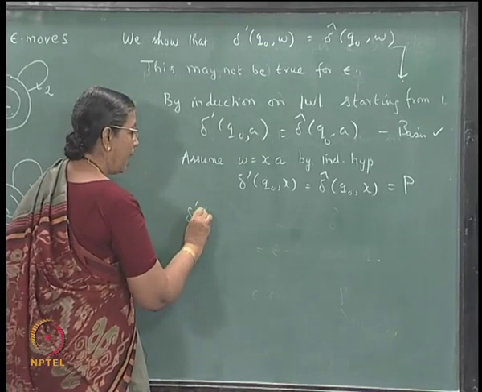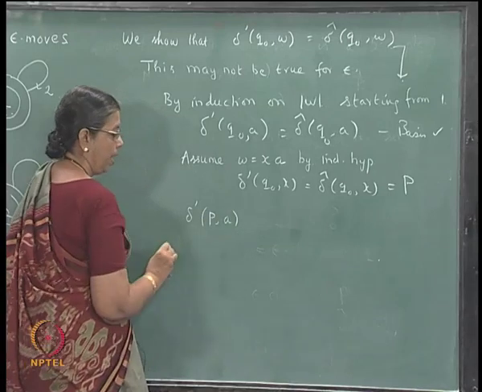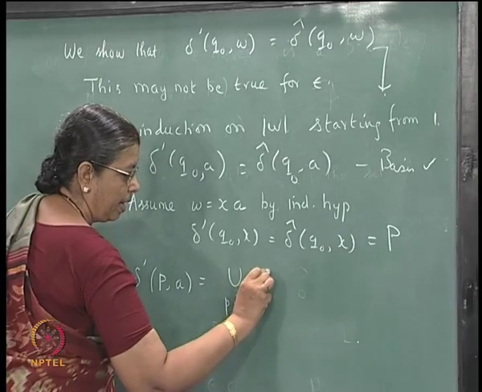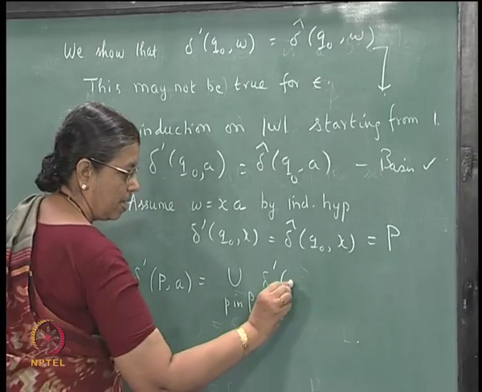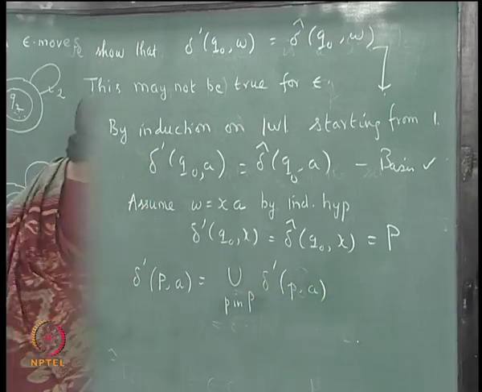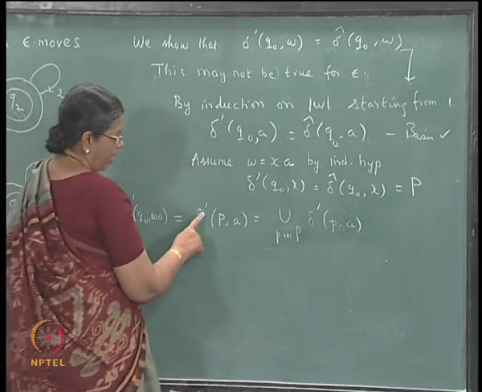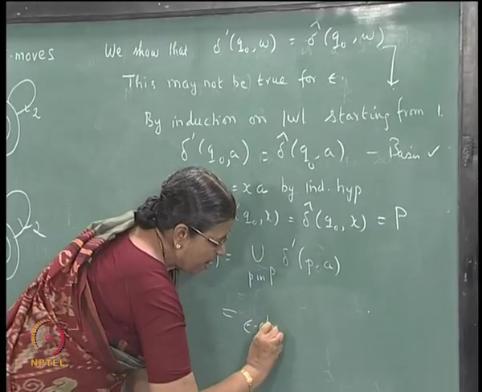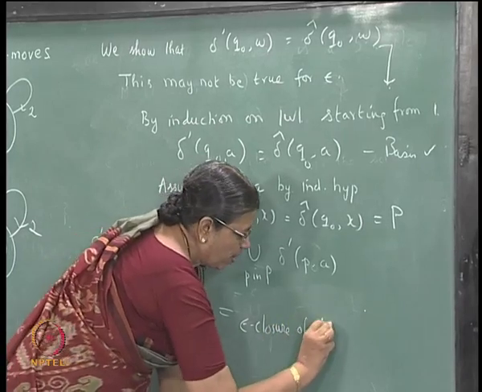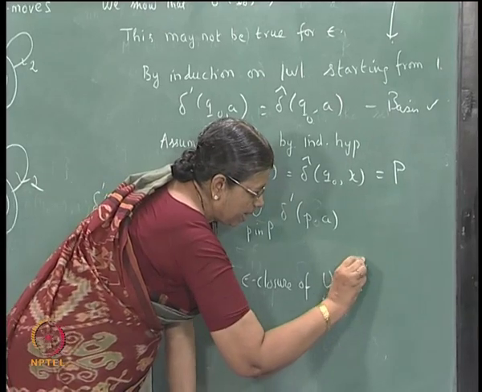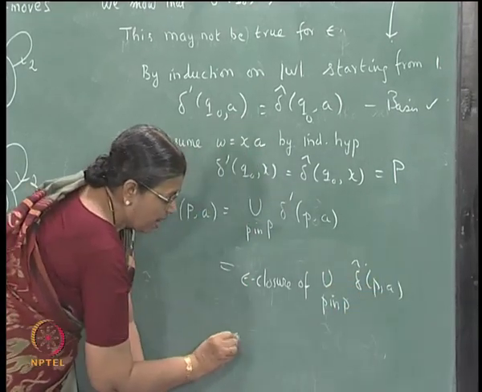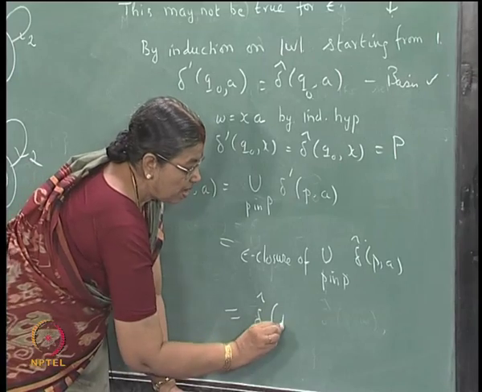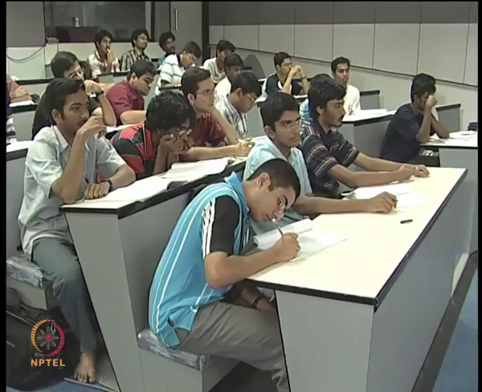Now, what is delta dash P a? This is union of p in P delta dash p a. So, delta dash q naught w a is equal to delta dash P a, equal to union of delta dash p a, so epsilon closure of union of p in P delta cap p a, equal to delta cap q naught x a.